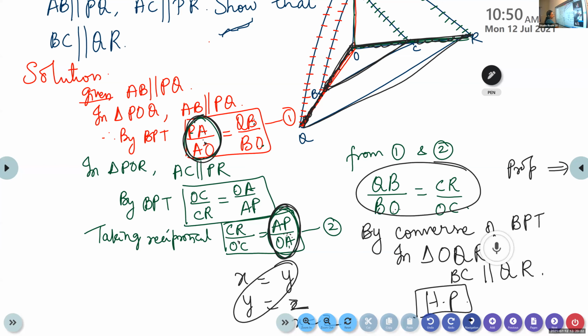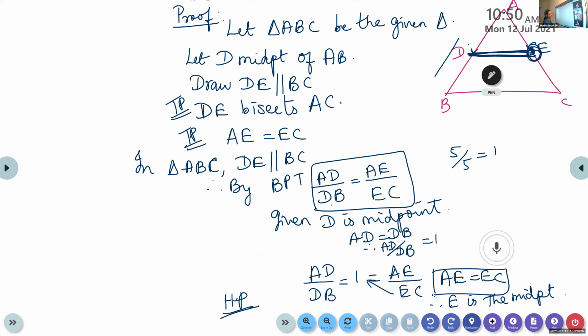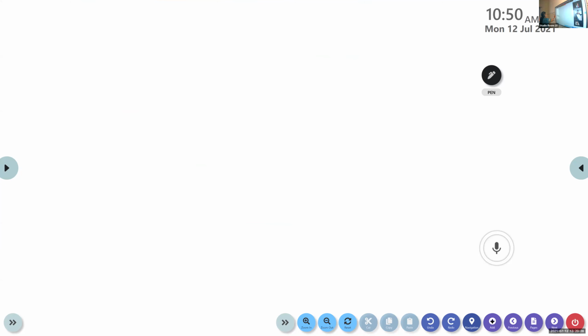Okay, now listen, children, write this question. That day we discussed some criteria for similarity. What are the criteria we have discussed for similarity? First one is AAA criteria. If all the angles of one triangle are equal to all the angles of the other triangle, then they are similar. That one in simplified form nowadays we are using as AA criteria. If 2 angles are equal, then they are similar.